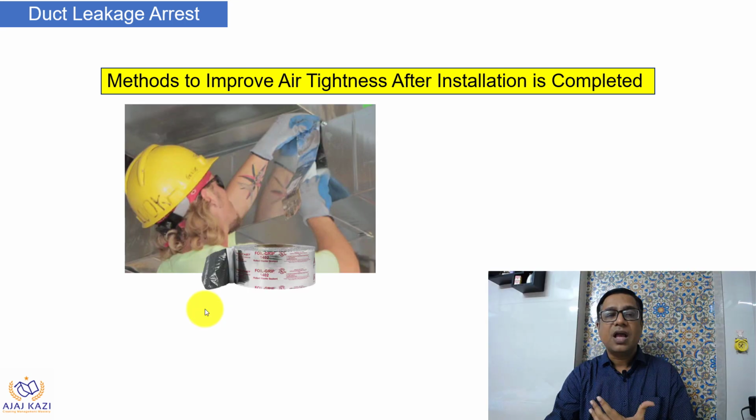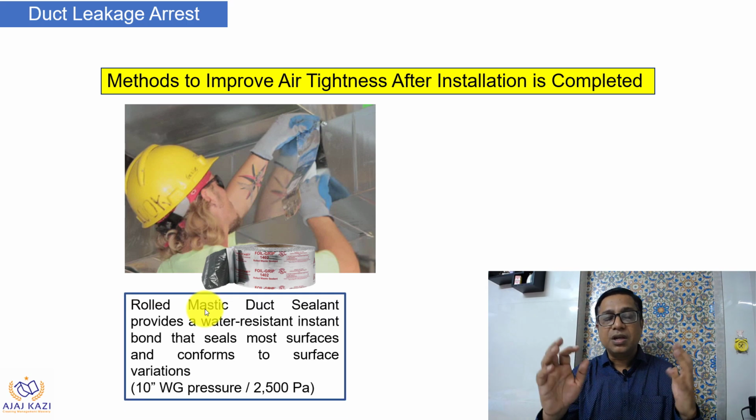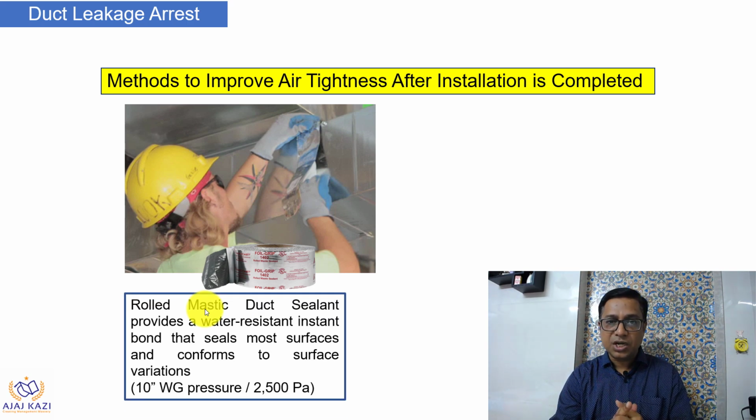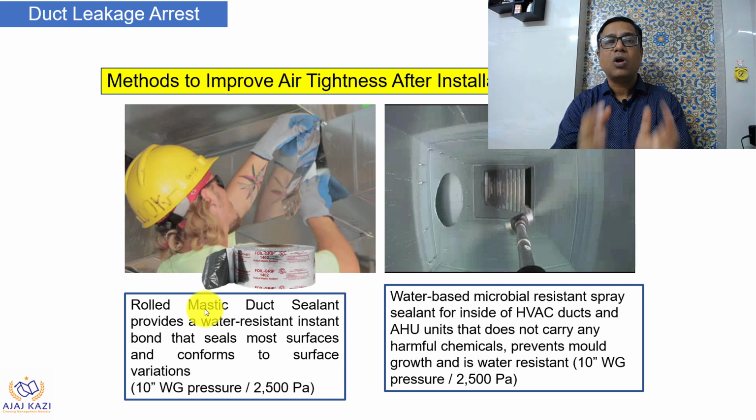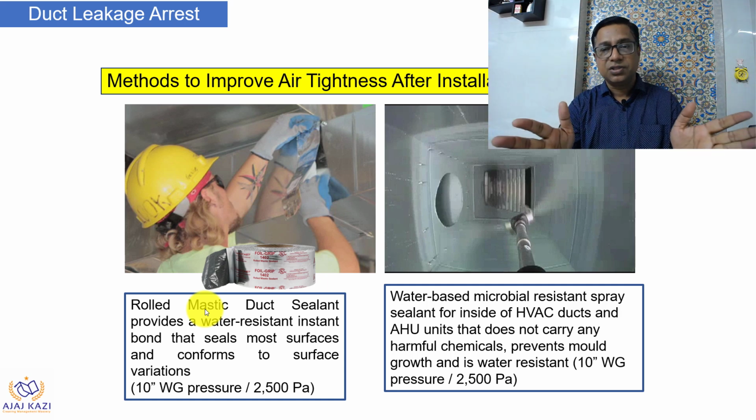One is having the rolled duct masking sealant. This is a tape which can be applied on the joint, and that can give you a good arrest of leakage. The second is a spray, a water-based microbial resistant spray, which is put inside the ducts, and wherever there are leakage points, it seals there.